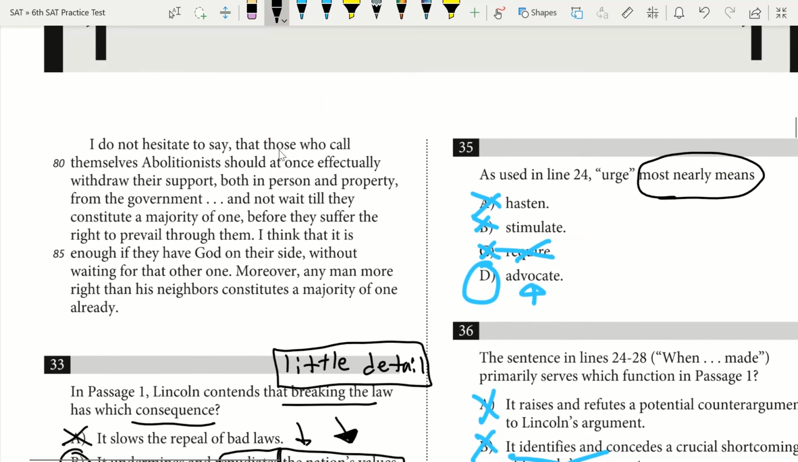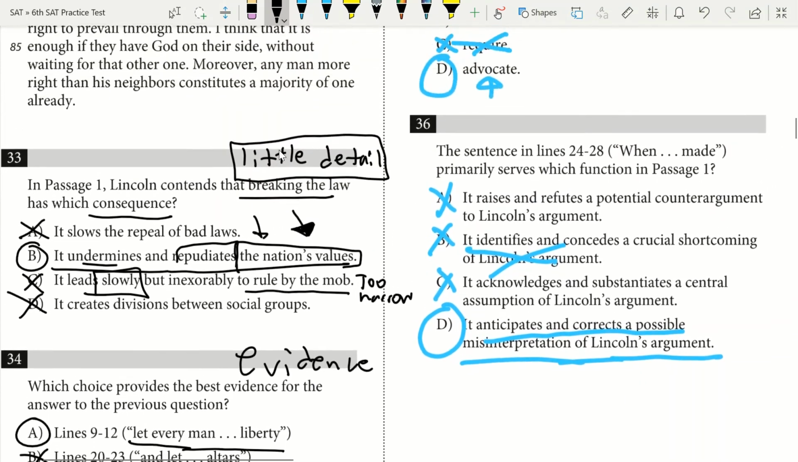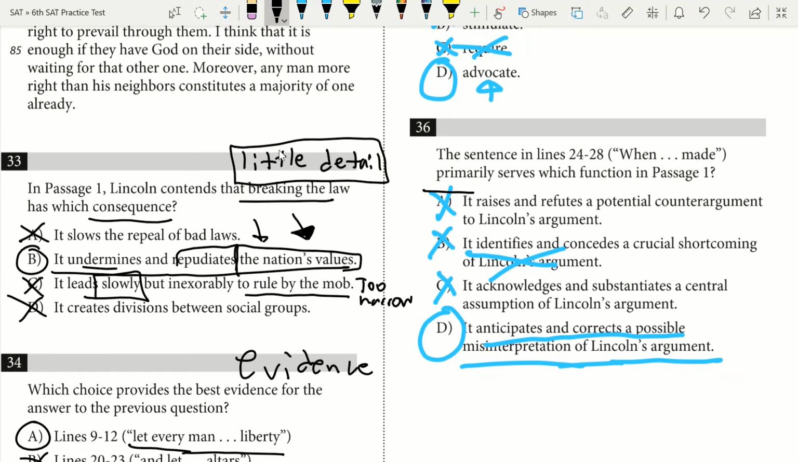I got a 35, that's words in context. I think I said that already. 36, that's a purpose question, right? What is this sentence in lines 24 to 28? What is it serving to do? What is the purpose of including it? So that's a purpose question, is 36.